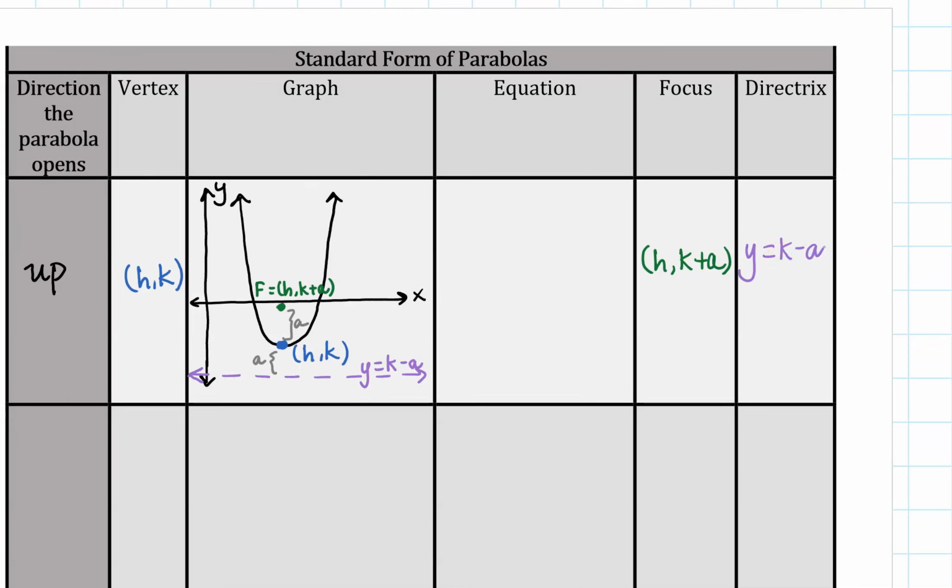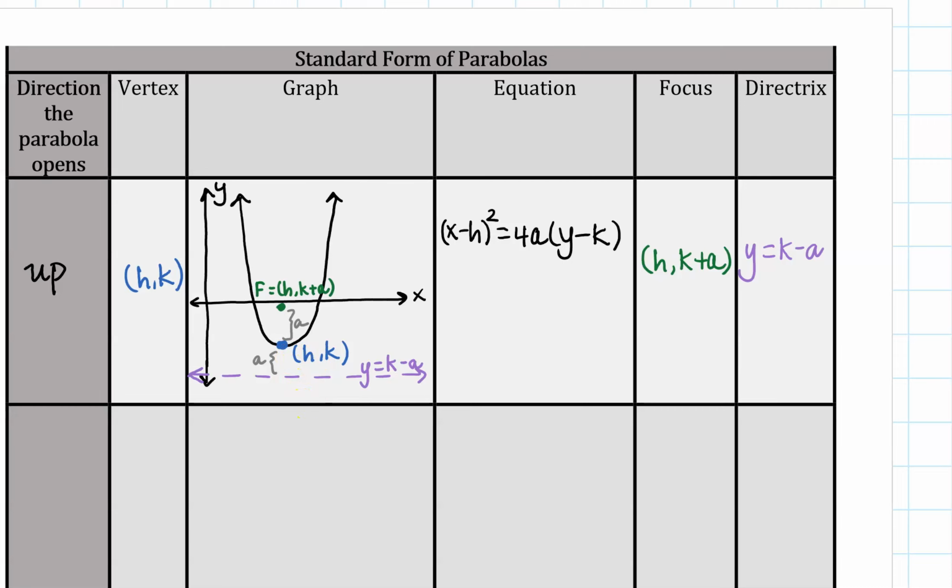In general, the equation for a parabola that opens upward is (x - h)^2 = 4a(y - k). The h and k that show up in here are coming from the vertex. And the little a that's multiplied with the 4 is the same little a in the picture. That's the same little a that gives us the distance from the vertex to the focus and from the vertex to the directrix.